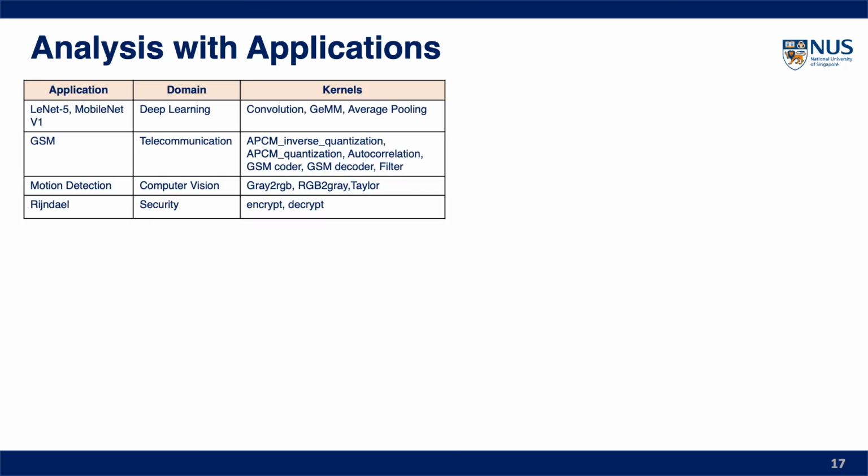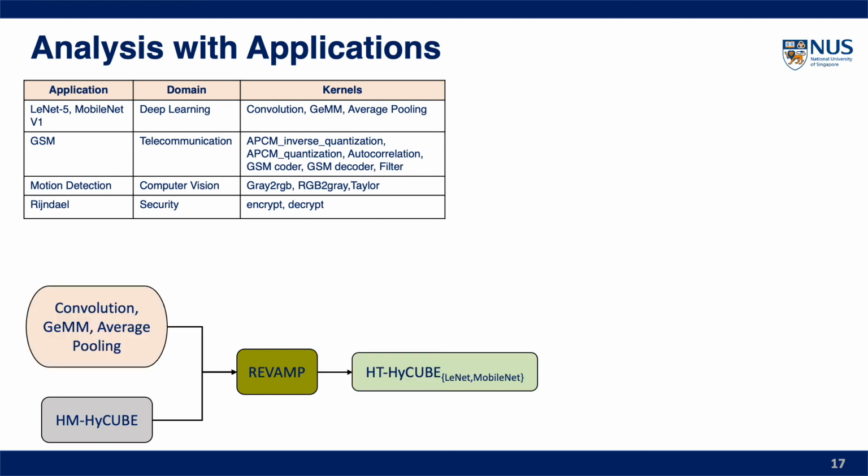We also performed analysis with REVAMP using applications from a few prominent domains. The table shows the selected applications and their domains. Each application contains one or more computationally intensive kernels. We extract those kernels from each application and form the kernel suite, which is provided as input to the REVAMP framework. For example, for the DNet 5 and MobileNet V1 applications, the input kernel suite contains 3 kernels: convolution, general matrix multiplication, and average pooling.